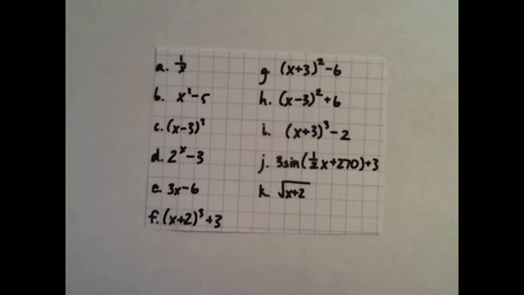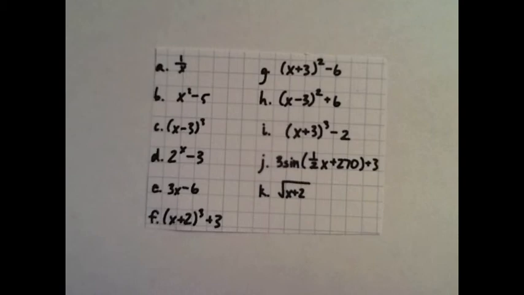Graph A was just 1/x, the standard parent function for a rational graph. Graph B was x^2 - 5. The minus 5 was added in order to make the minimum value and the y-intercept negative 5. Graph C was (x - 3)^3 because it was a cubic equation that needed to be shifted 3 to the right. Graph D was 2^x - 3.